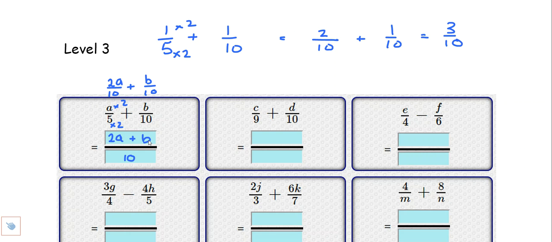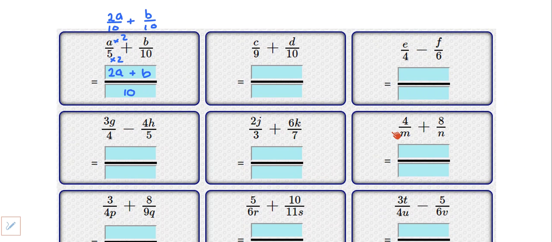Yes, Samantha? Could you also bring that down to 1? No, because remember that the 2 is not 2 times something, so I can't cancel it. Now what I want to show you, let's just check. How would you do this one then? The 4 over m plus 8 over n.